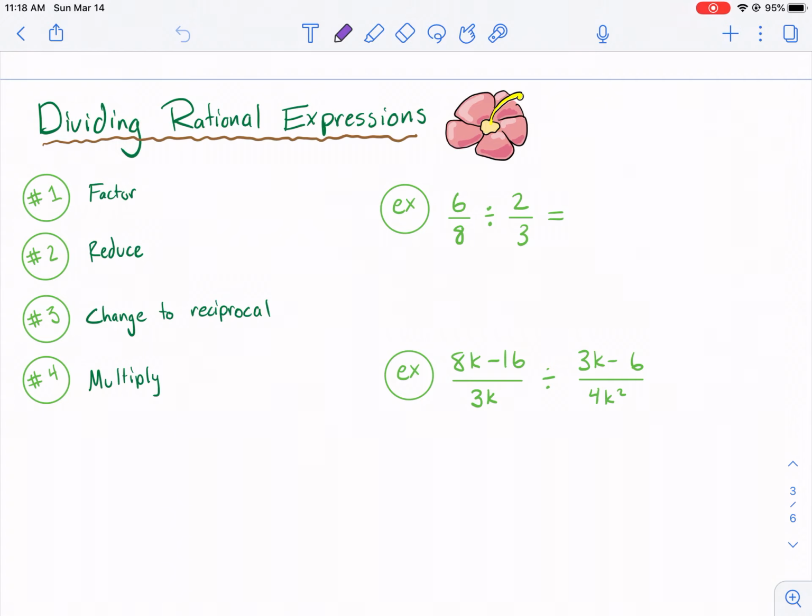Welcome to part 3 of 6.3 notes. We're talking about dividing rational expressions. In this video, there's a 4-step process, but it's very similar to multiplying rational expressions. We're going to go ahead and start.